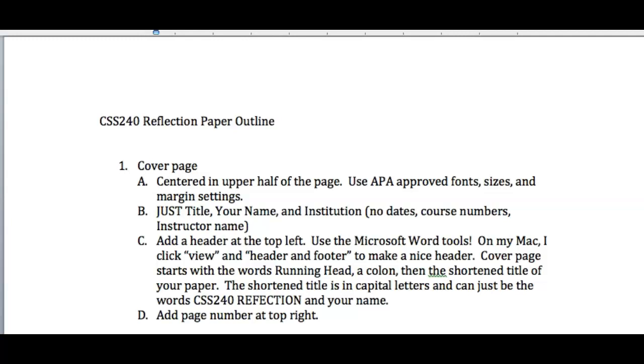So first thing you do with this reflection paper is you do a cover page, and you'll see it in the sample. It's centered in the upper half of a page, and it has a header on it. There's instructions here on how to write the header.